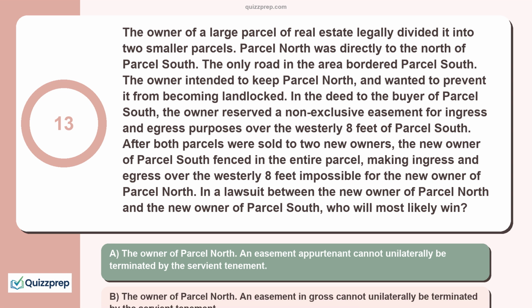The owner of a parcel of real estate burdened with a servient tenement cannot unilaterally terminate an easement appurtenant. An easement appurtenant runs with the land and transfers with the deed. Therefore, by fencing in parcel south, the new owner of parcel south will most likely be found to have violated the easement conditions and will lose the lawsuit.